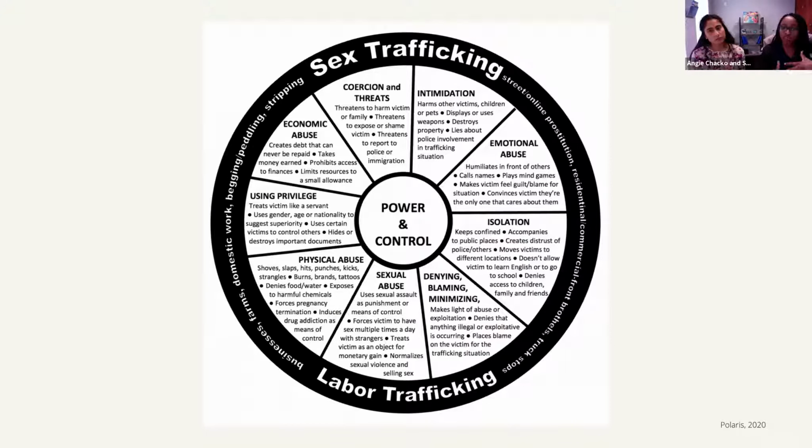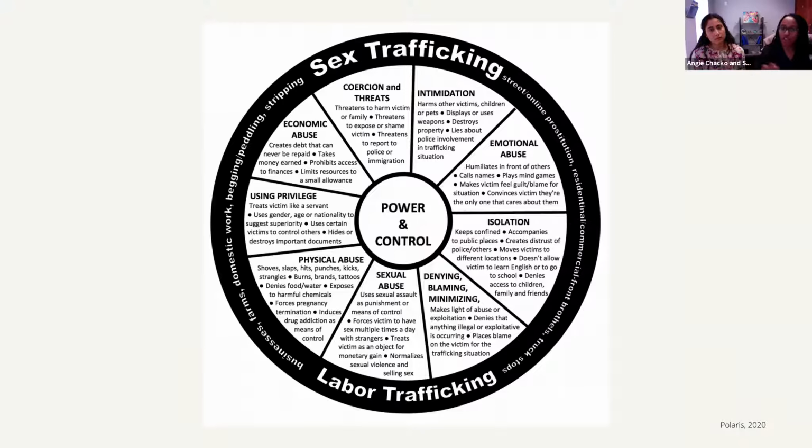There's also physical abuse. They'll use their privilege. There's also economic abuse. A lot of the patients will come in and they don't have any money. They won't even have ID or anything because all of it's been taken. So they have no other way to make money for themselves, so they always revert back to the same circumstance and situation. And then also coercion and threats.